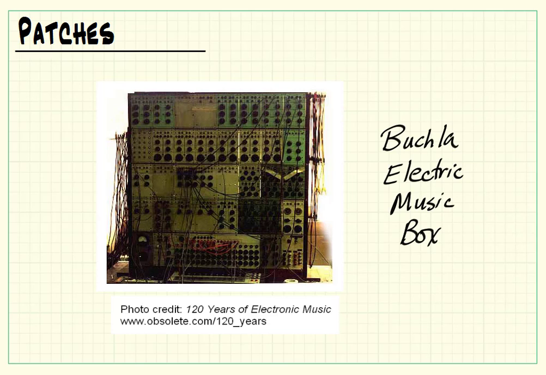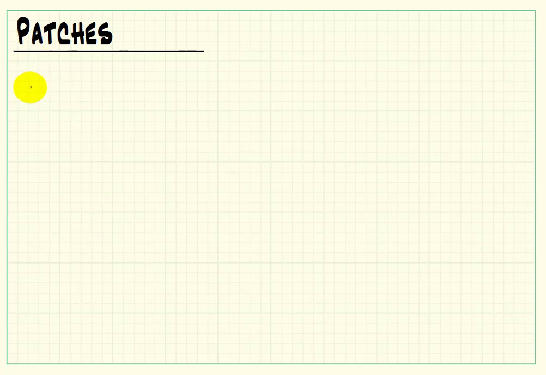Here's another example, the Buchla electric music box from around 1963 approximately. Again, you just see it's lots of cords interconnecting all the modules together.